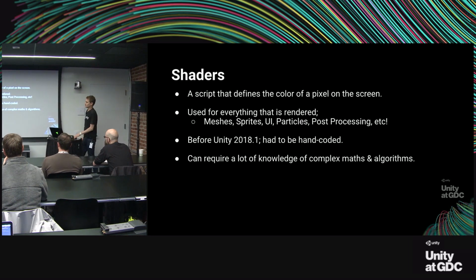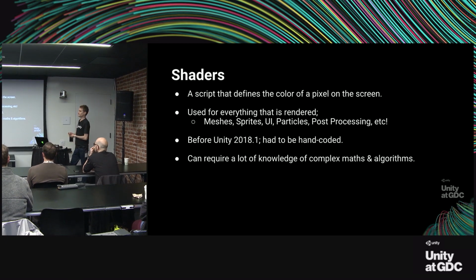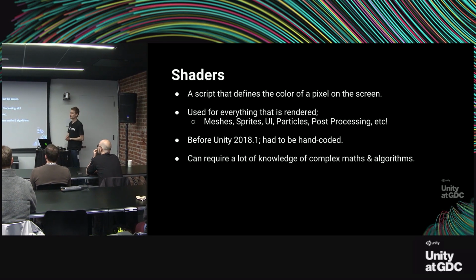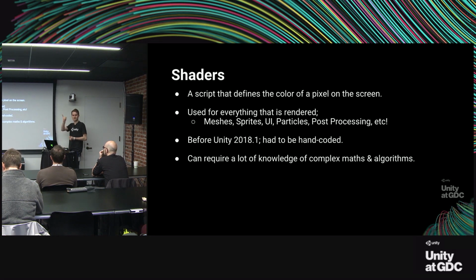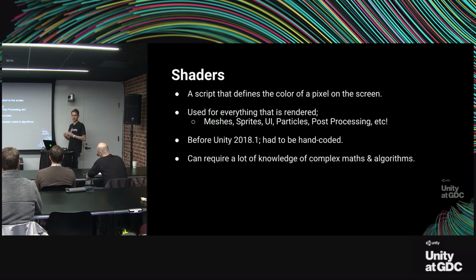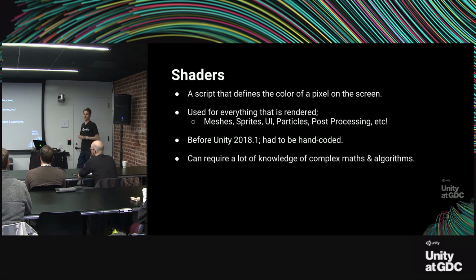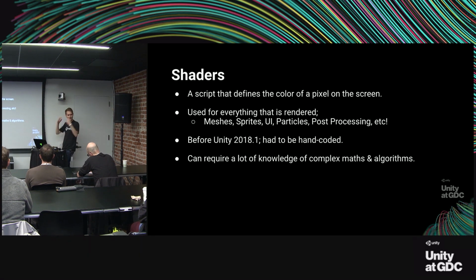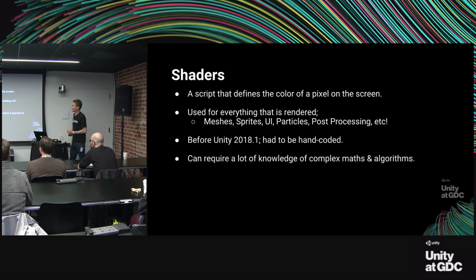So the concept of shaders. At its core, it's basically a script that defines the color of a pixel on the screen. And this can happen for every single pixel on the screen, and it determines what color it is, whether it is transparent, whether it's shiny. All these contributing factors come down to what color a pixel is on the screen. And it's used for everything that is rendered: meshes, sprites, UI, particles, post-processing. I mentioned that to someone else, and they were like, post-processing is shaders? Oh my God, mind blown. Everything is rendered, so it's ultimately an incredibly important concept for any type of digital project, because everything is rendered on the screen.